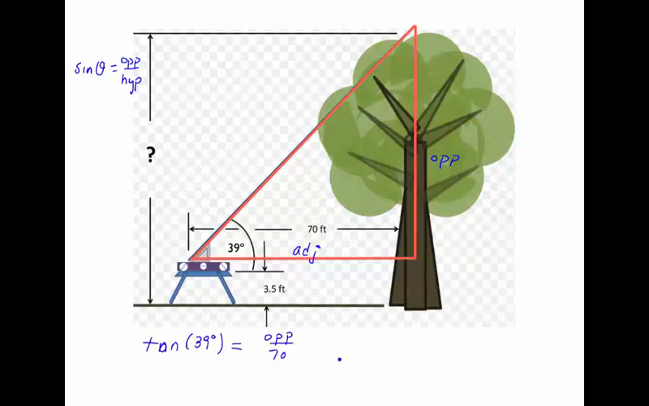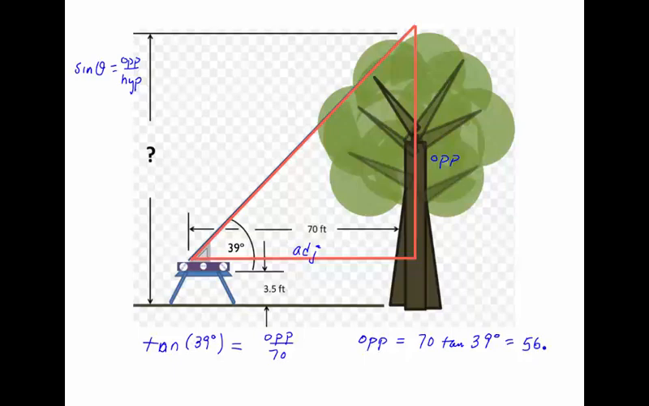So you find the things that you know and what you don't know, and you pick the relationship that brings those together. Okay? For the easy problems anyway, find the quantities that you know and the one that you don't, and then find the relationship that brings those together. So the opposite side is 70 tangent 39 degrees. Make sure your calculator is set to degrees. What do you get?